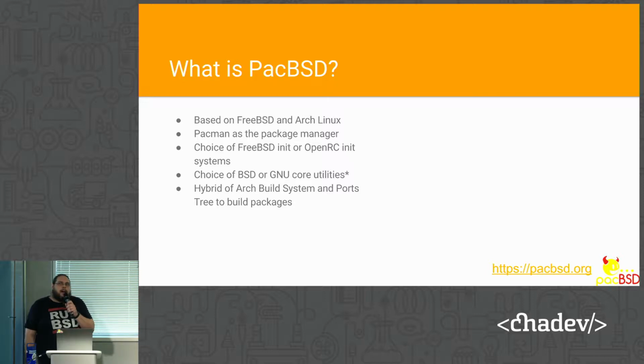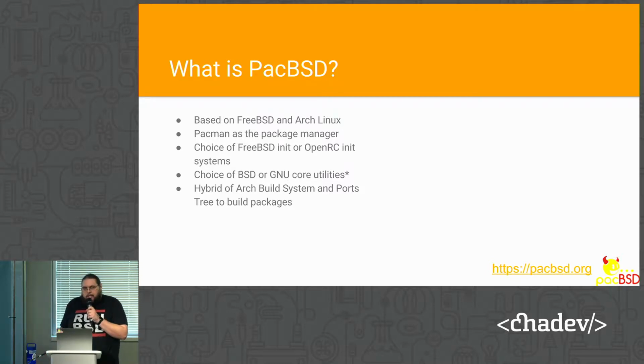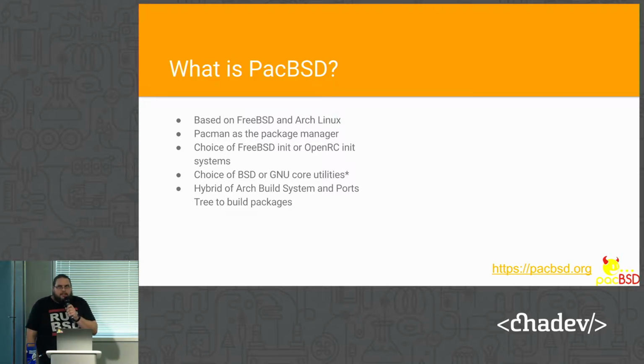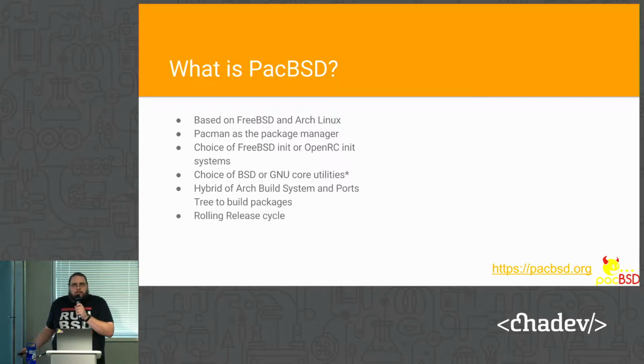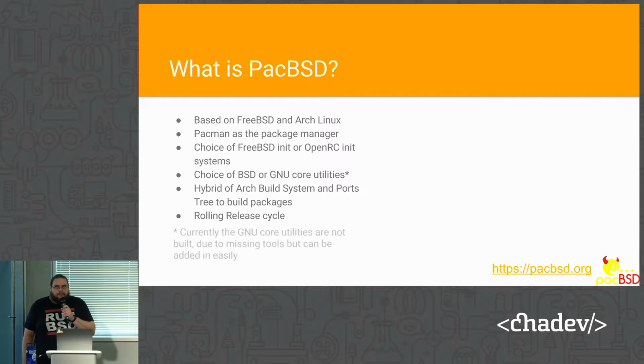We also use a hybrid between the Arch build system and port trees when we're building our packages, and you'll see why we do so later on in the slides. And like Arch Linux, we are a rolling release, so we have no version numbers. It's just as a new version of upstream software gets available, we'll build it, and once it passes our automated testing, we'll push it to our stable repositories where end users can download it and install it.